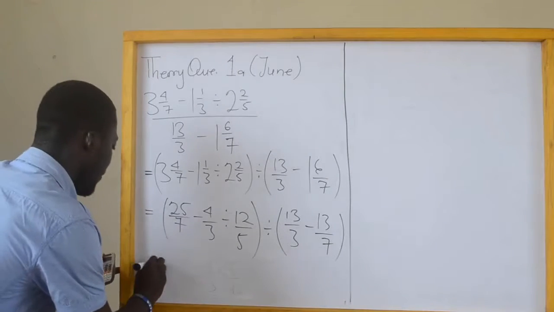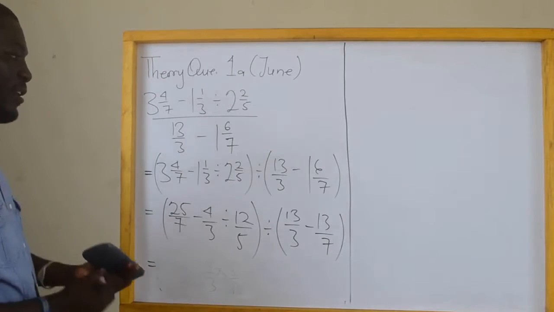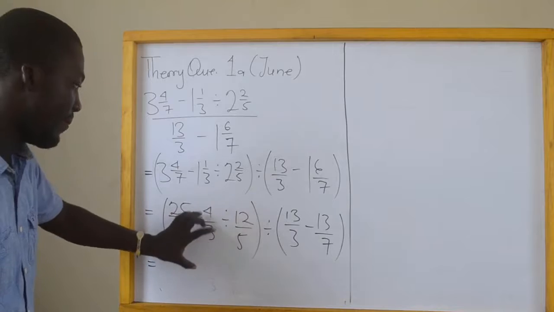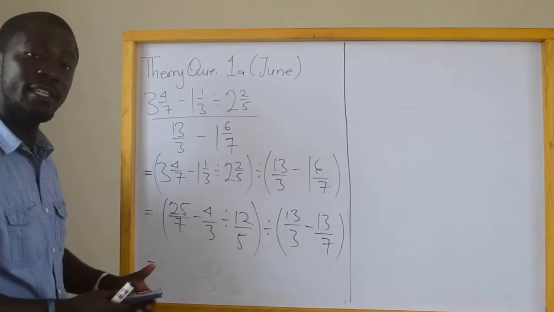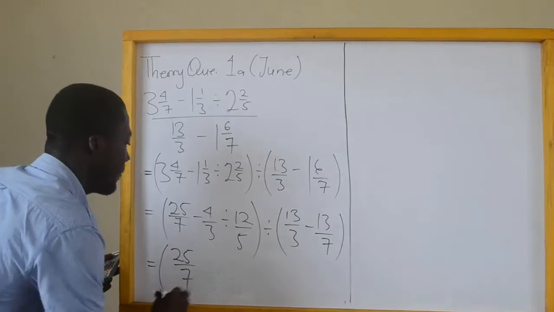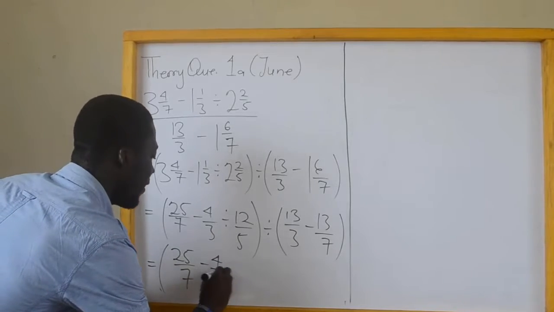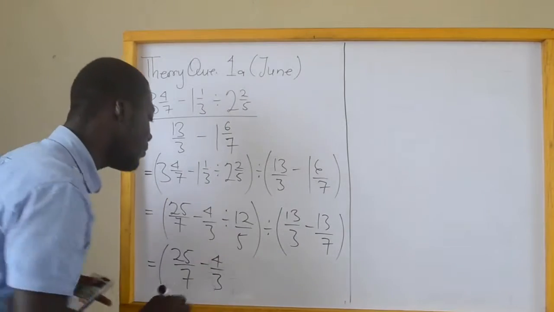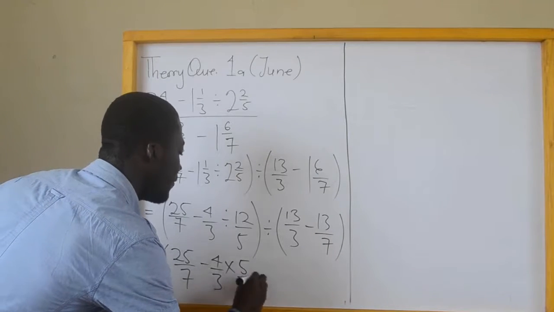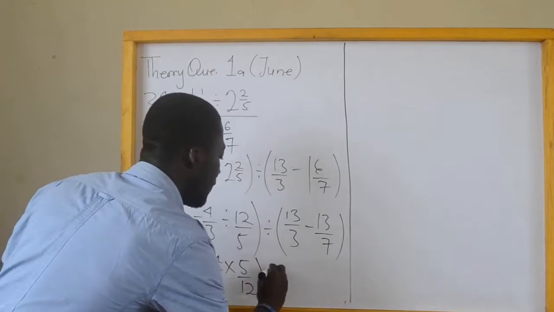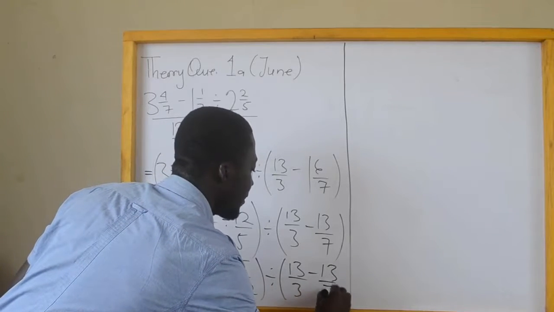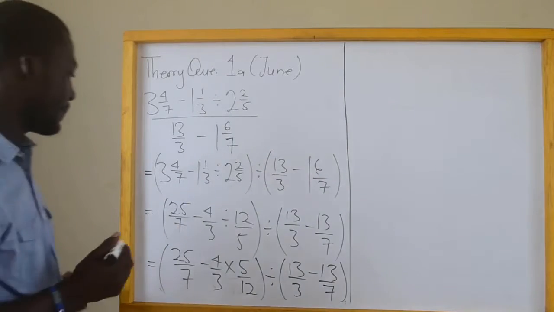So when we come here, we deal with the contents of the bracket. But in this bracket, I'm going to deal with the term involving the division sign. So I will get 25/7 minus 4/3, and the division sign will change to multiplication. Then the fraction will be 5/12, divided by 13/3 minus 13/7. I just repeated the fraction.